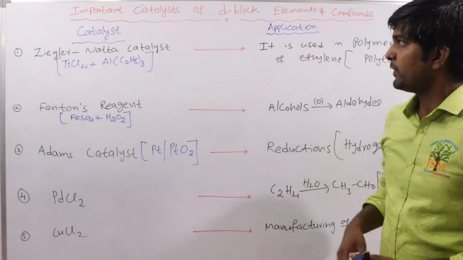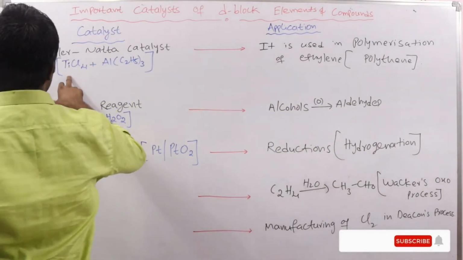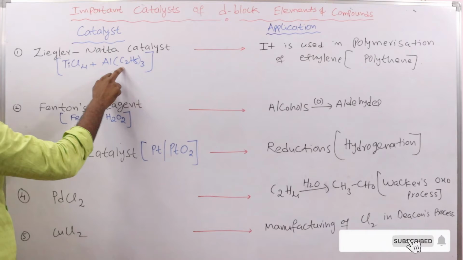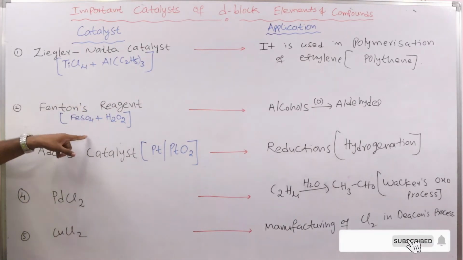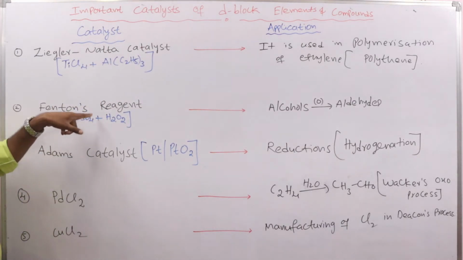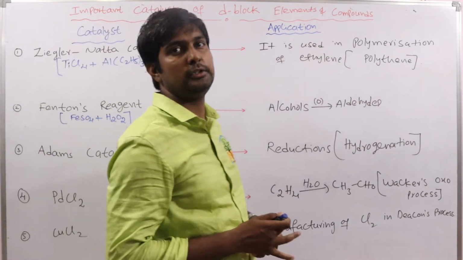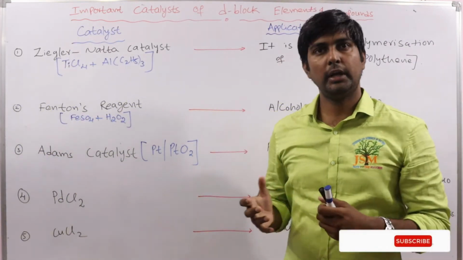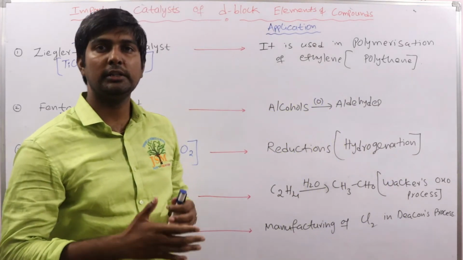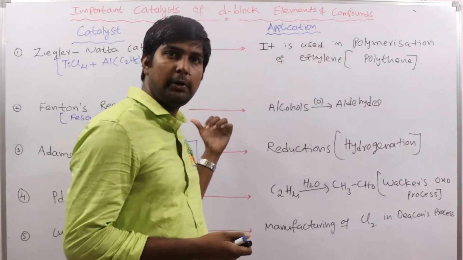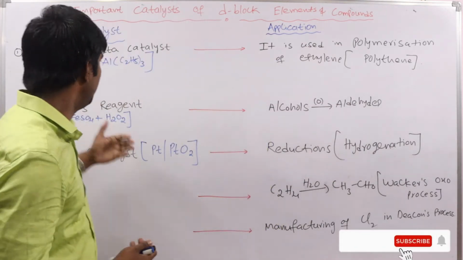So Ziegler-Natta catalyst, remember what is the combination? TiCl4 plus Al(C2H5)3, taken 3 times. And Fenton's reagent, this combination is Fenton's reagent. These also you should remember. A direct question can be asked: Which of the following is Fenton's reagent? Which of the following is Adams catalyst? Or what is the application of a particular catalyst? They may ask in different ways. So that's why remember this.